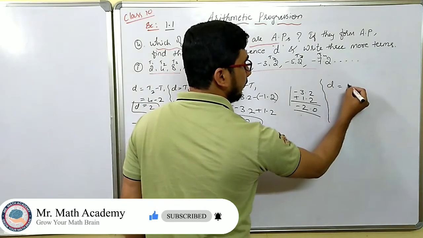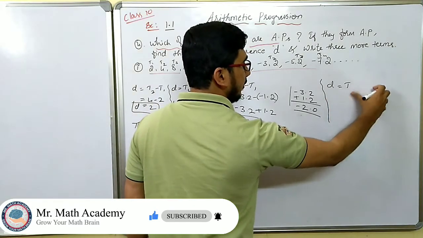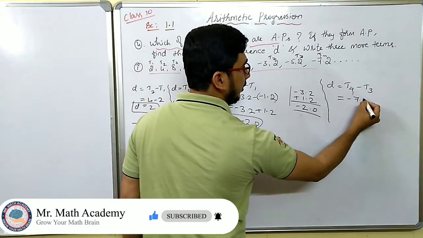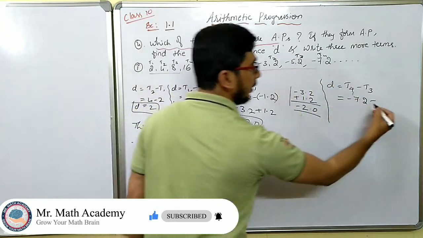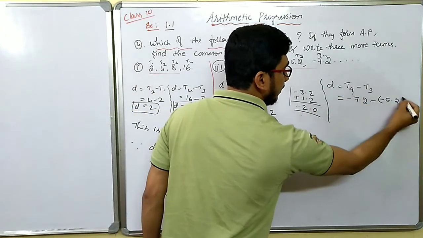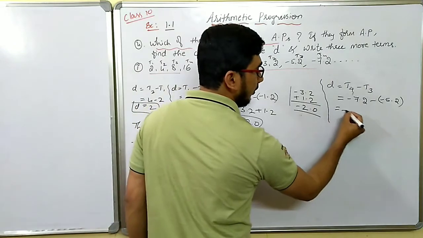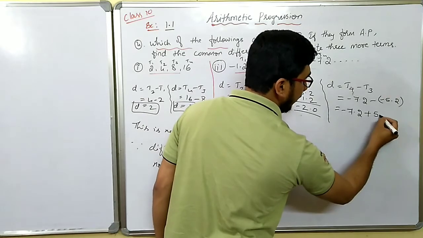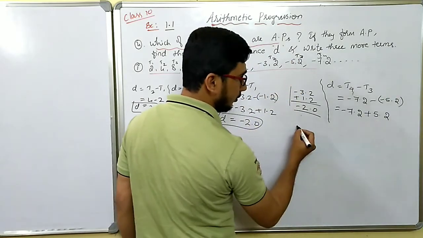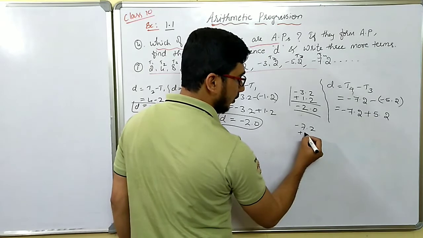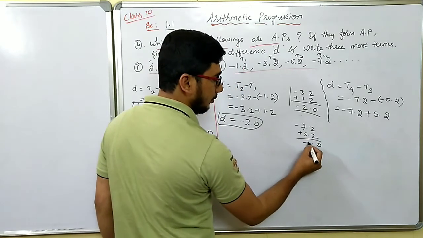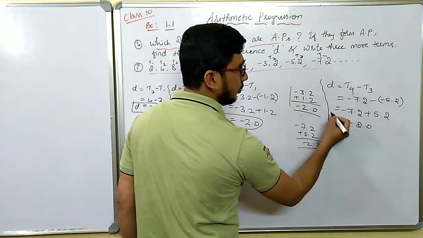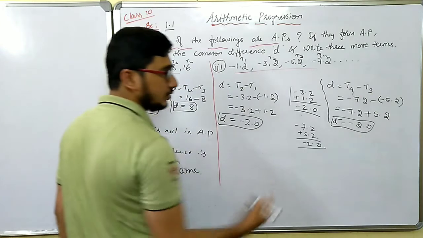So D is equal to, I'll take T4 minus T3. T4 how much? Minus 7.2 minus T3 how much? Minus 5.2. So minus minus is there. Write the bracket. Minus 7.2, minus into minus, what will happen? It will become plus 5.2. So subtraction you have to do. I'll do it here only. Minus 7.2 plus 5.2 how much? 0 minus 2. Here minus 2.0, in the sense minus 2 only. So the difference is minus 2.